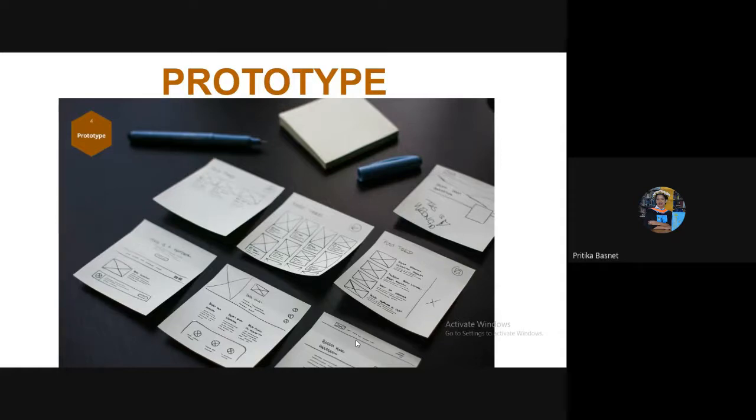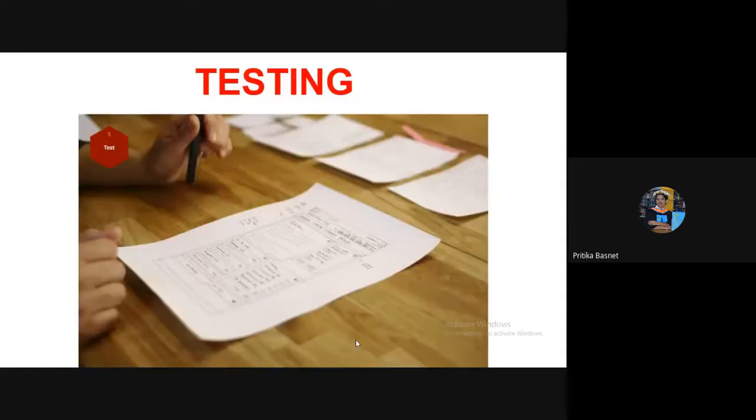Next slide. So at last, the testing phase is part of an iterative process that provides students with feedback. The purpose of testing is to learn what works and what doesn't, and then iterate. And now the prototype that has been developed will be sent to test with the users. And after that, we will get feedback.